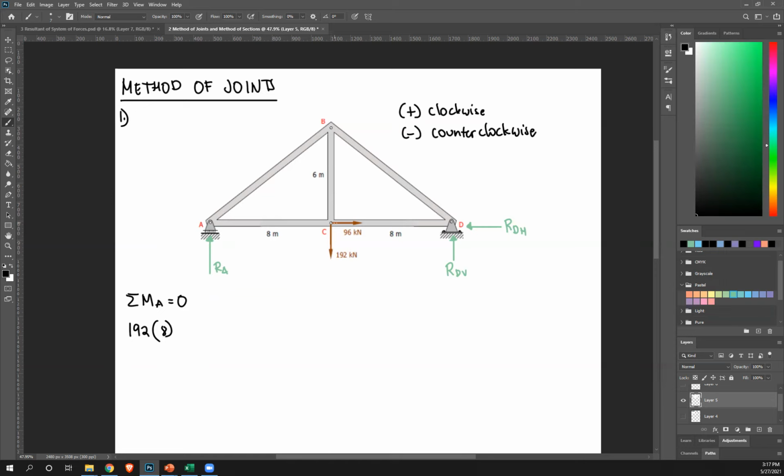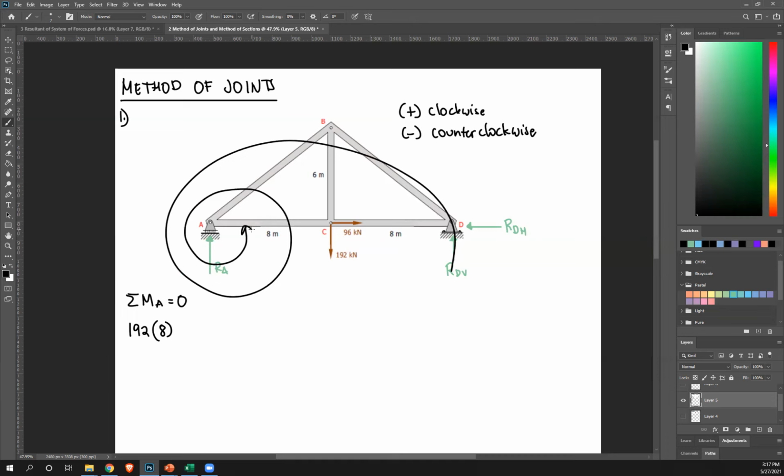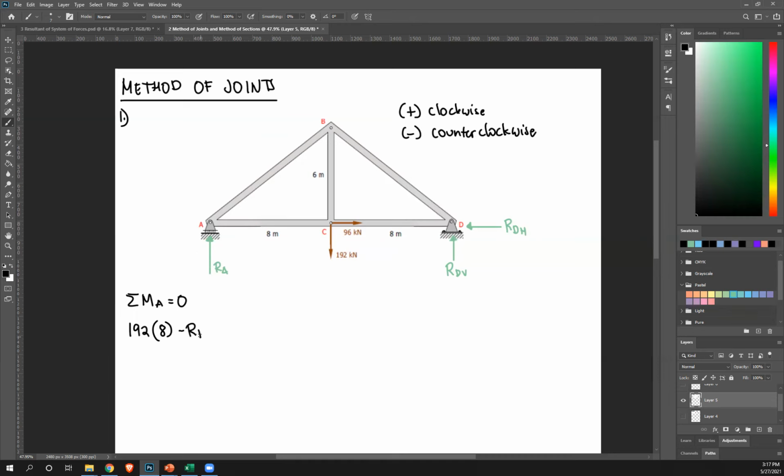Next, 96. If you extend the line of action of 96, you'll see that it passes through point A as well. Once again, any force that passes through your point in question does not produce moment. So that's 0. So ignoring that. Next, you have RDV. RDV, I assume to be upward, so rotate that about A. It's counterclockwise, so that would be negative. So negative RDV.